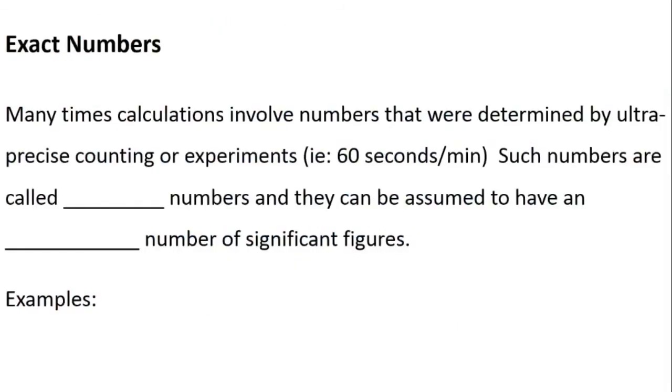So a quick little side note before we do some math examples in your packet together is about exact numbers. Those exact numbers, which is the first space that you need to fill in, are numbers that we assume have an infinite number of significant figures. These are numbers that have been calculated or determined by ultra-precise counting or ultra-precise experiments over years and years, that we are 100% confident of this ratio. Like there's 60 seconds in a minute.